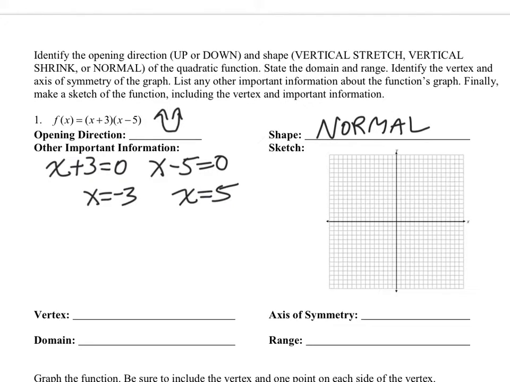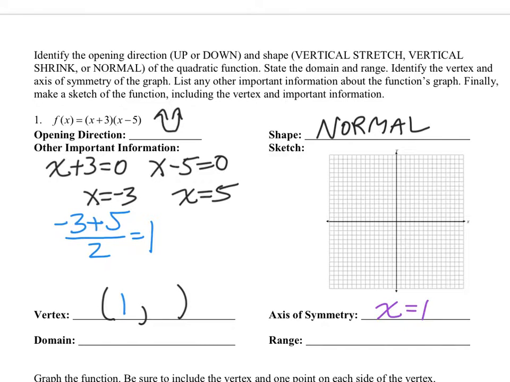Either by plotting them on the graph or taking the average of the two numbers, we can find that the axis of symmetry is halfway between those two numbers. So negative 3 plus 5 is positive 2, and positive 2 divided by 2 is 1. I also know now that my axis of symmetry is going to be the vertical line x equals 1.